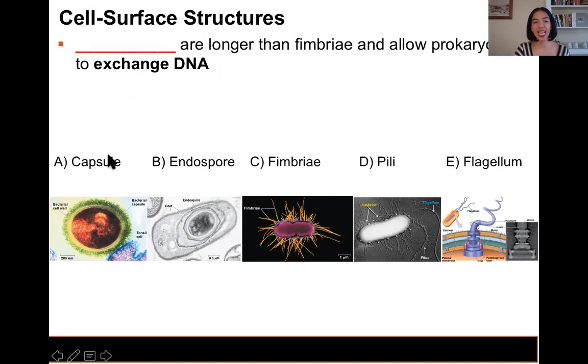What are longer than fimbriae and allow prokaryotes to exchange DNA? A, B, C, D, or E. And the right answer is right there. That's pili. Pili is the right answer. Okay, that's D.